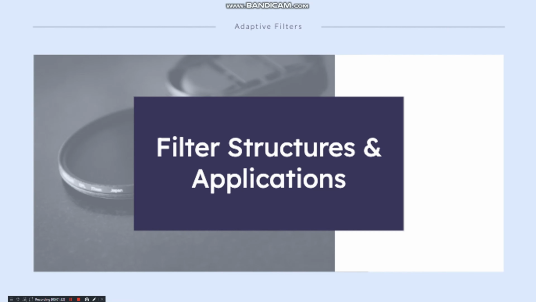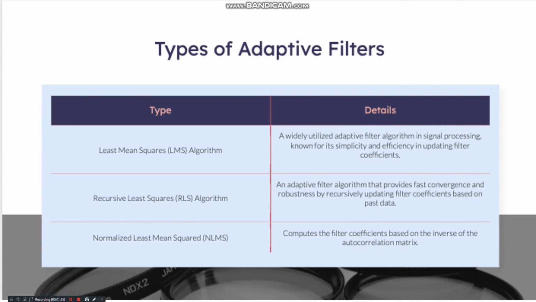Now, if we talk about the filter structure and applications, we have different types of adaptive filters: LMS, RLS, and NLMS. First, we talk about the least mean square LMS algorithm. The LMS algorithm is a widely utilized adaptive filter algorithm in signal processing, and it's known for its simplicity and efficiency in updating filter coefficients. The recursive least square RLS algorithm is an adaptive filter algorithm that provides fast convergence and robustness by recursively updating filter coefficients based on the past data.